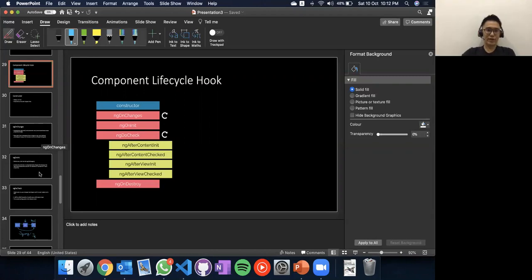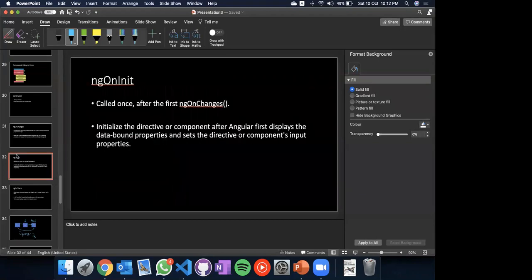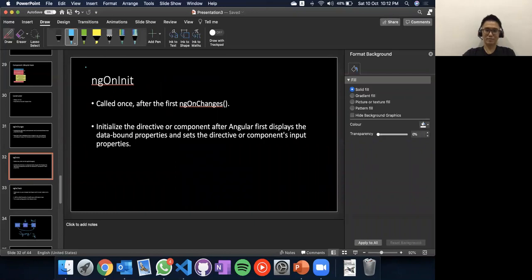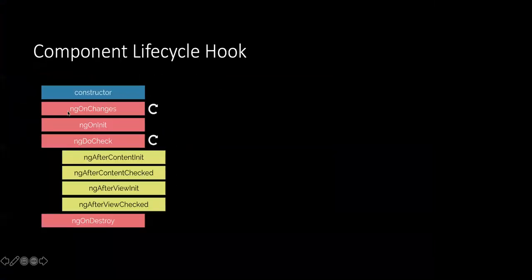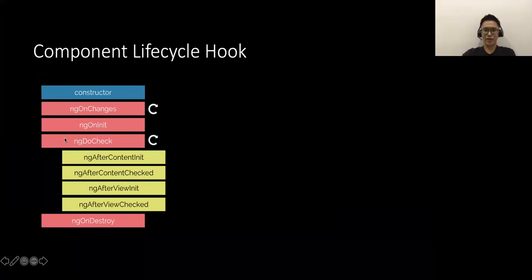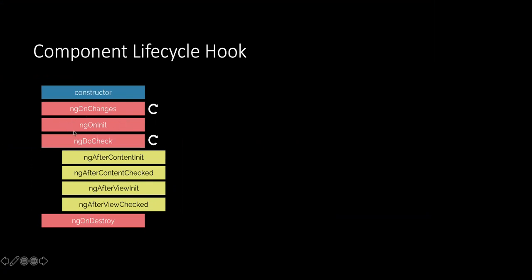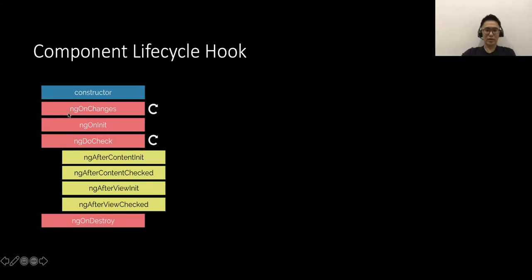I see. So in your case, you want to set the value back to the toggle button. You need to go through ngOnInit. You're right, it runs for the first time, because other than ngOnChanges and ngDoCheck, which run every time there's a value change, the rest will run only one time. So in your case, you need to set it in ngOnInit. So we have covered ngOnChanges, ngOnInit, and ngDoCheck.